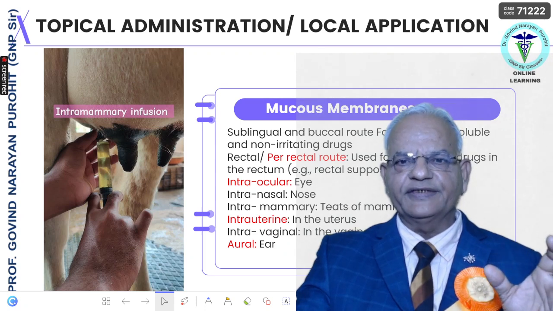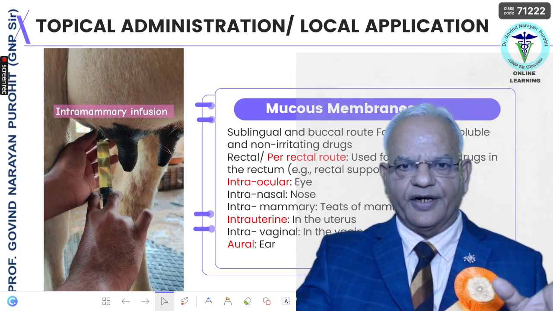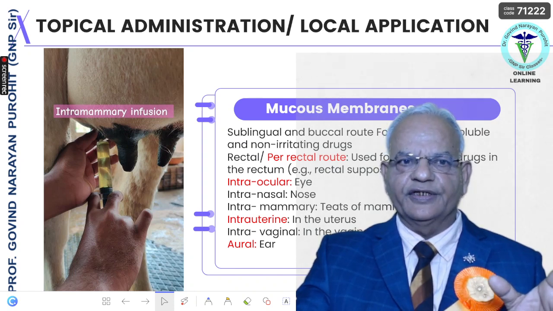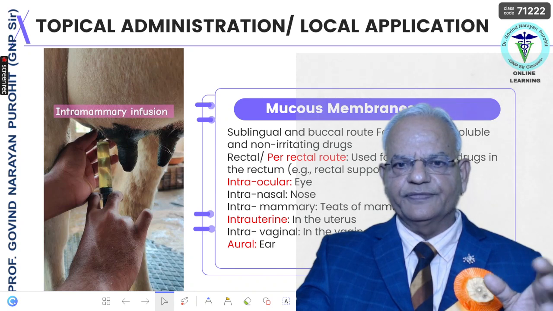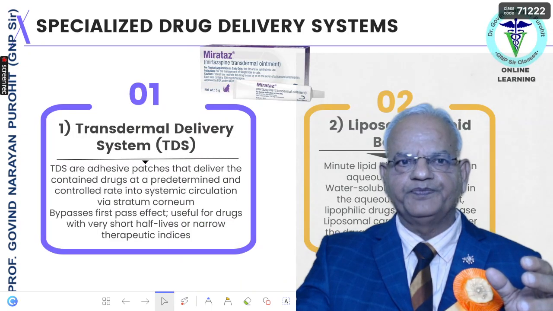Then the mucous membrane: sublingual and buccal route for highly lipid soluble and non-irritating drugs. Transrectal, intraocular, intranasal, intramammary, commonly used for therapy of mastitis in dairy cows. Then intrauterine, commonly used for uterine infections in cattle and other species. Intravaginal and oral into the ear.